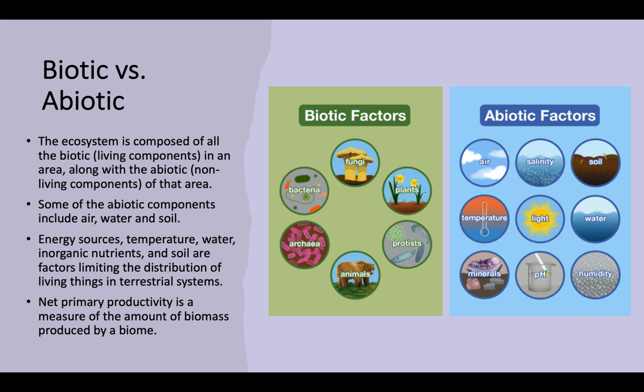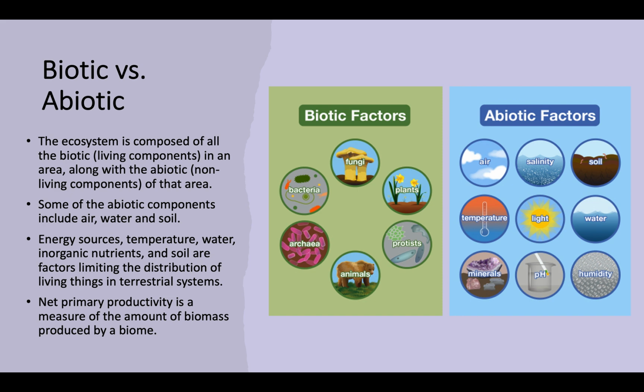So now let's talk about biotic versus abiotic. These are 2 different terms, and we know that the segment biotic, that's bio, represents the word life. So we can assume that biotic factors are living, which would mean the abiotic factors are not. Here it says the ecosystem is composed of all the biotic, which are living components, organisms in an area, along with the abiotic or non-living components of that area. So that's what the ecosystem is, which we spoke about in the last slide. It's the living and the non-living factors in that area.